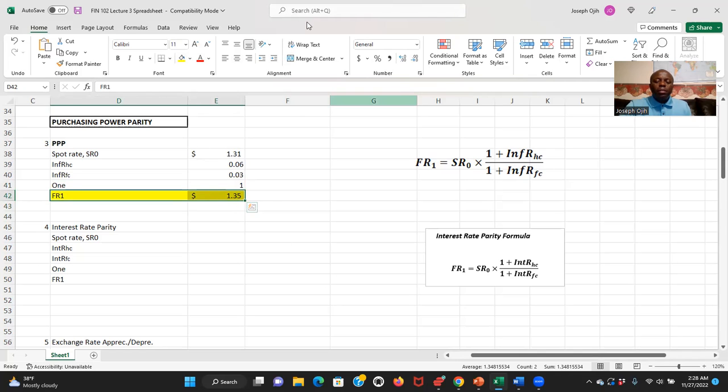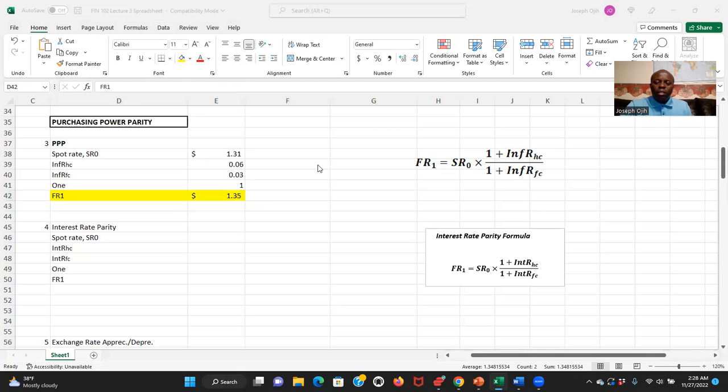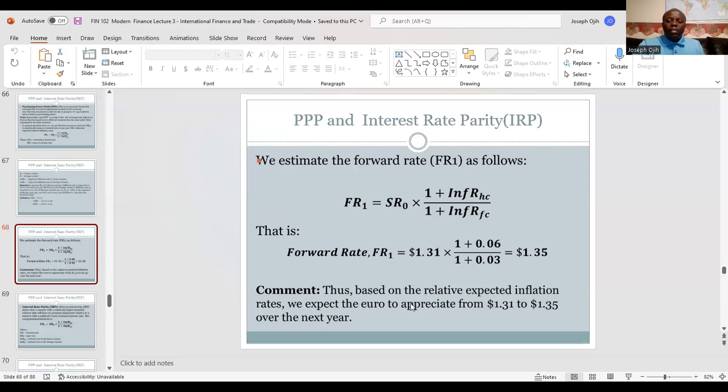So what does this mean? What I also did in the PowerPoint. I mean that based on relative expected inflation rates, we expect the euro to appreciate 1 year from now from $1.31 to $1.35 over the next year, which means that 1 euro can buy more dollars within the 1 year based on the relative expected inflation rates that we are given.